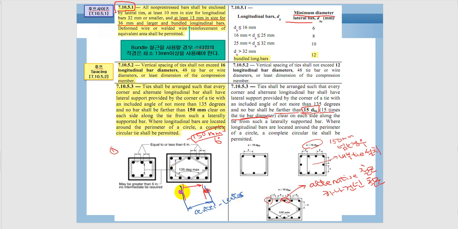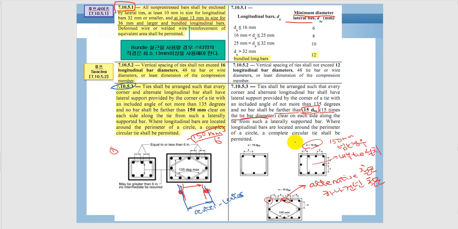Okay, so from the center here. But we are talking here about clear spacing. Clear spacing. This is the first requirement that this section tries to say to you.